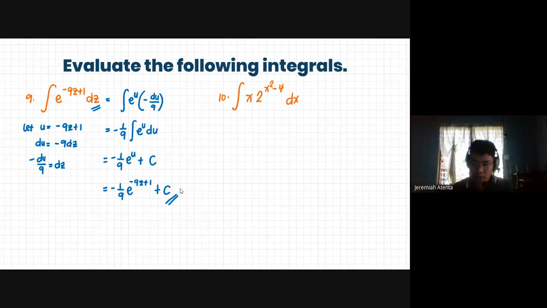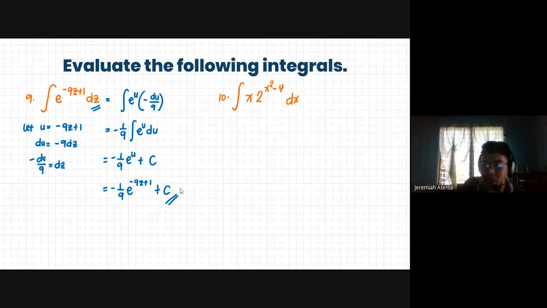How about number 10? Ayan, tingnan nyo si number 10. What do we need to let u? Ano ba ang kailangan nating i-let u dito? So you have x times 2 raised to x squared minus 4 dx. Ano ang dapat nating i-let u? Take note, iba si x, iba si 2 raised to x squared minus 4 because 2 raised to x squared minus 4 is an exponential function. The base is 2. Okay?